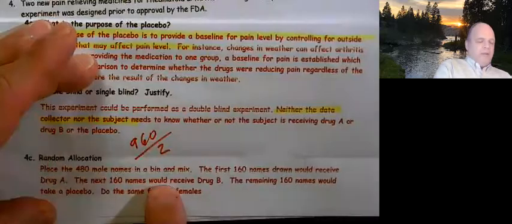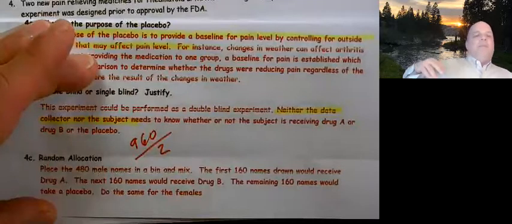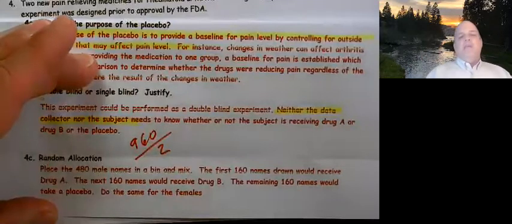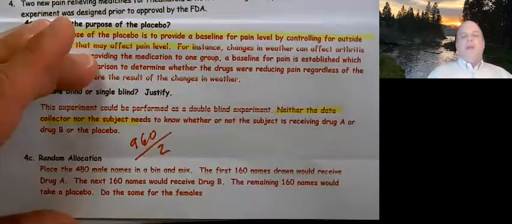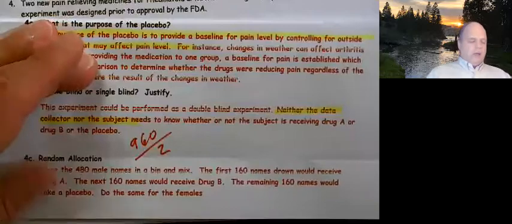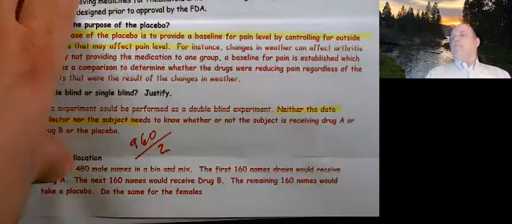I put their names in a hat and mixed. The first 160 got drug A, the next 160 got drug B, the remaining got the placebo. I put the 480 females in a hat and mixed. The first 160 received drug A, the next 160 received drug B, and the remaining 160 received the placebo. And if you said, hey, I did females first and then males, same for males, perfect. All right, outstanding. Let's go ahead and pause for just a moment.